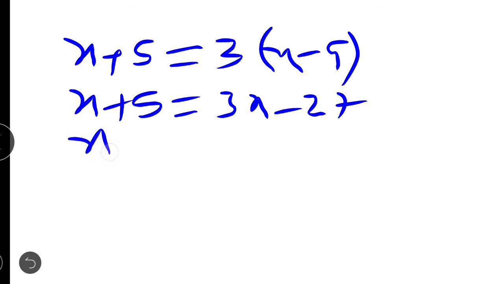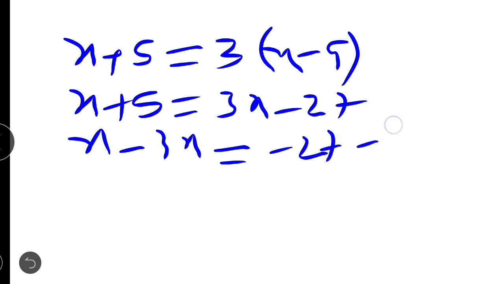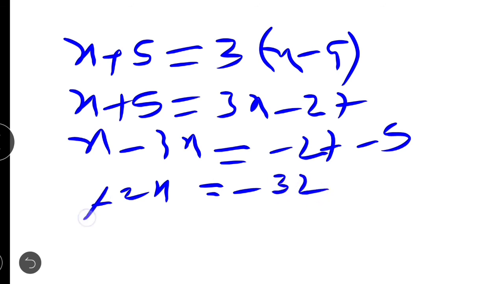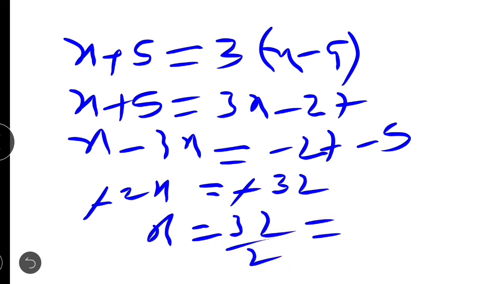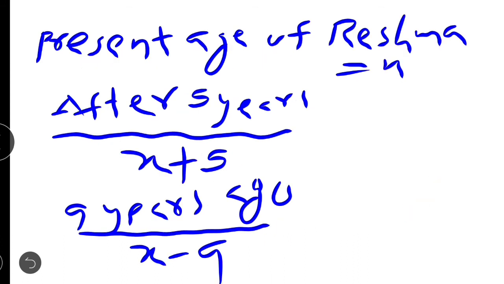So x plus 5 equals 3 times (x minus 9), which is 3x minus 27. So x minus 3x equals minus 27 minus 5. So minus 2x equals minus 32. Here the minus signs cancel, x equals 32 divided by 2. 32 by 2 is 16. So the x value is 16, which means her present age is 16 years.